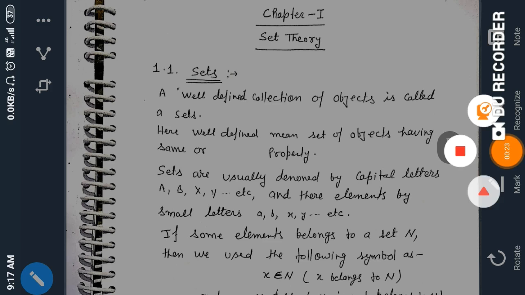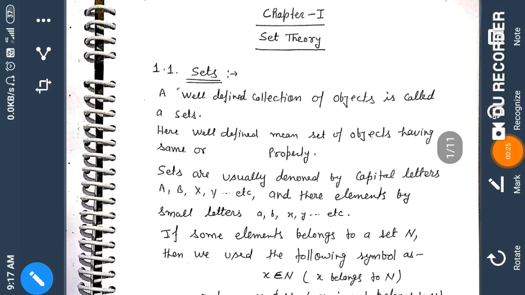Types of sets, operations on sets. So let's start the first chapter: Sets.